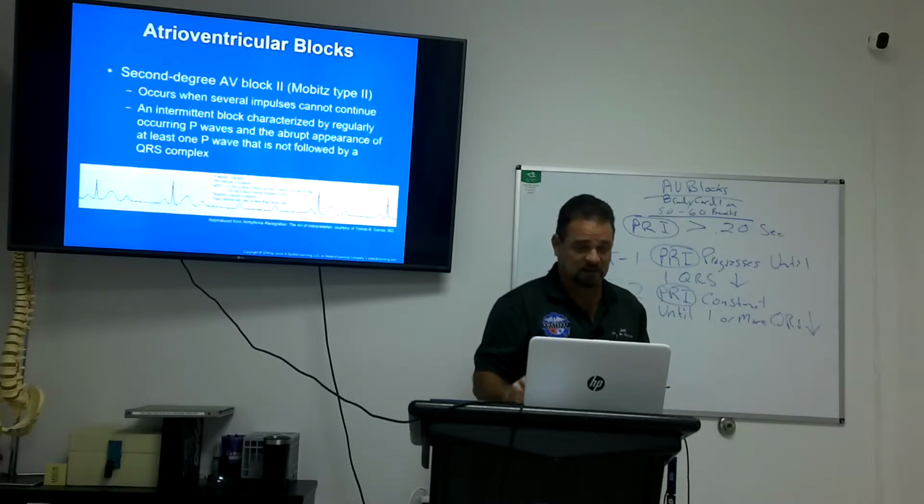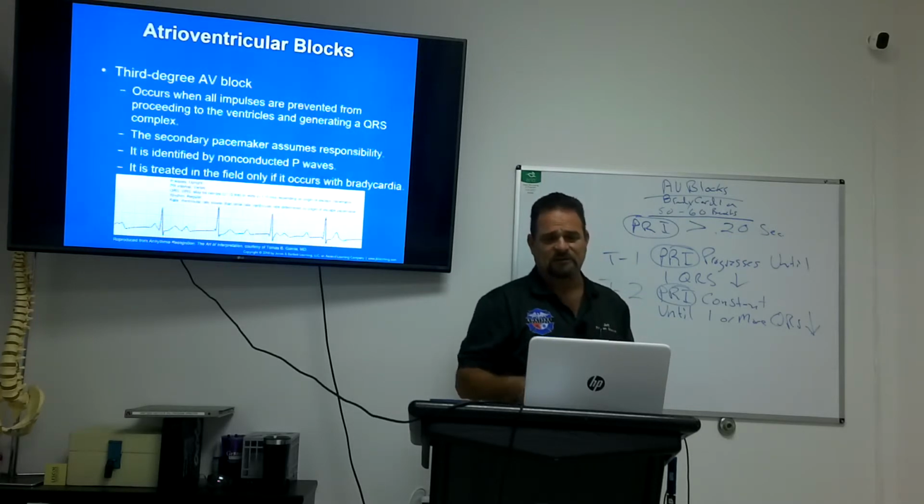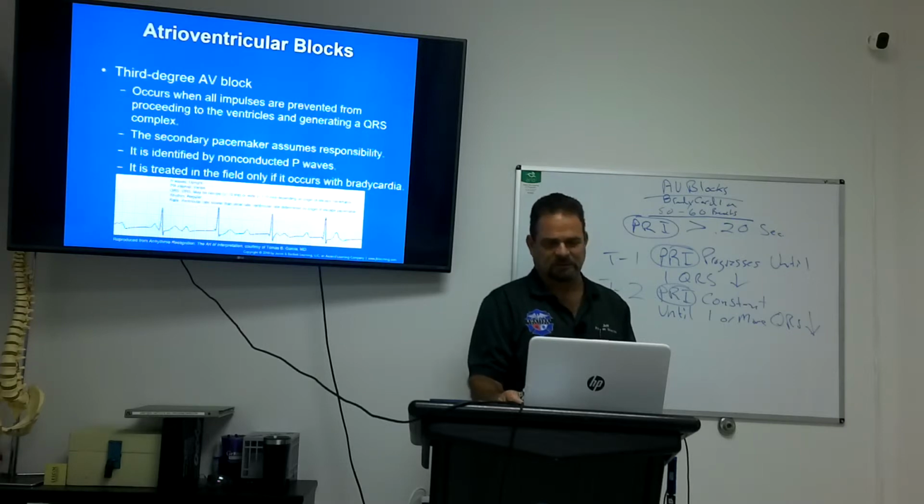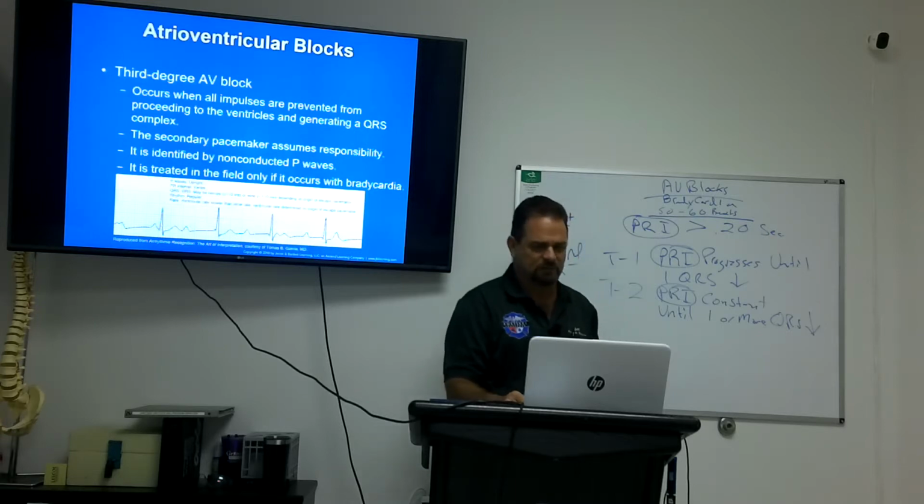Now let's talk about third degree block. Third degree AV block is also called a complete heart block or complete AV block. It occurs when all impulses reaching the AV junction are prevented from reaching the ventricles and generating a QRS complex. A secondary pacemaker assumes the responsibility for the impulse. Look for non-conducted P waves in the absence of any relationship between P waves and the QRS complexes.